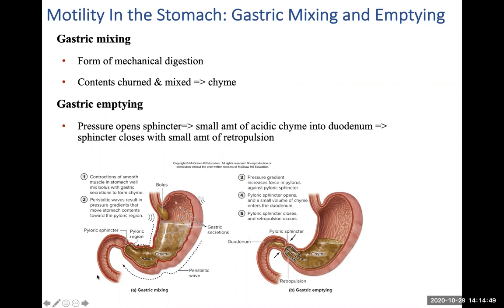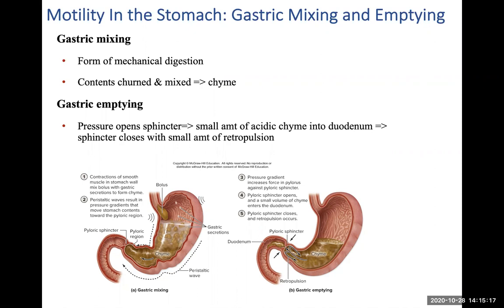So as the pressure in the pyloric region increases, that opens up the pyloric sphincter, which is what controls the movement of substances from the stomach to the duodenum. And the chyme is moved into the duodenum in small volumes, a couple of mils at a time.